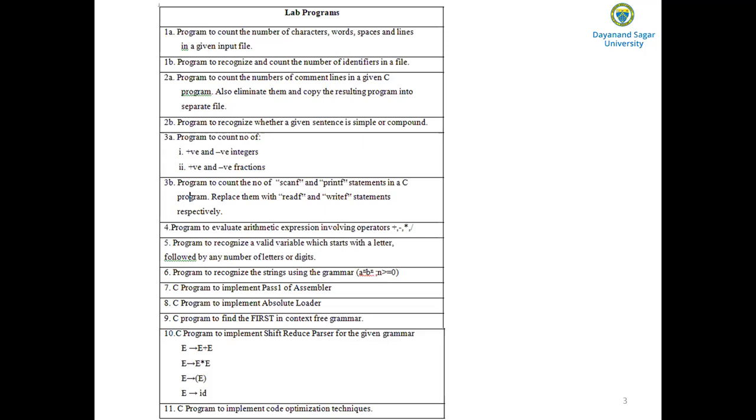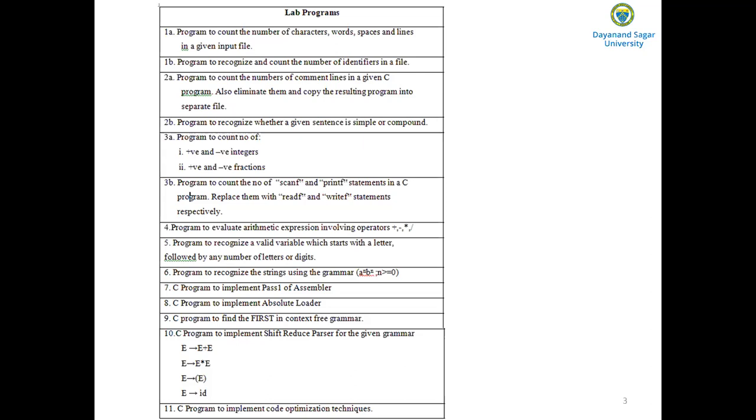So this is the list of laboratory programs. The list is divided into the implementation of various types of system software. First is the different phases of the compiler. So the first 3 programs, program number 1, 2, 3, are based on the first phase of the compiler, which is called the lexical analysis phase of the compiler.